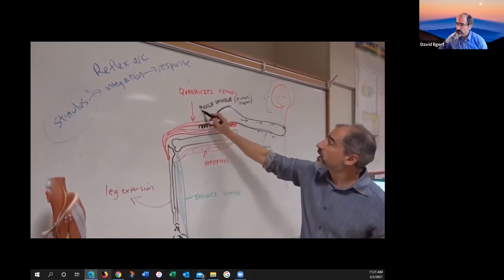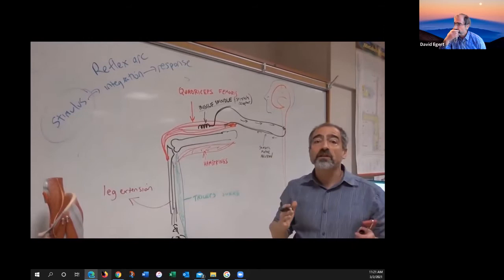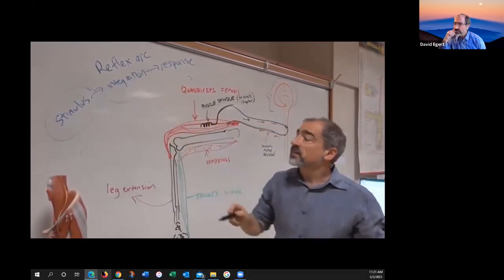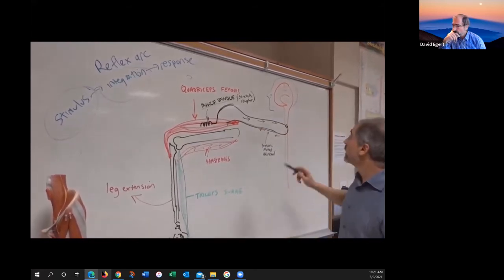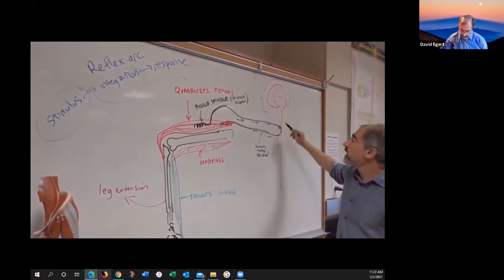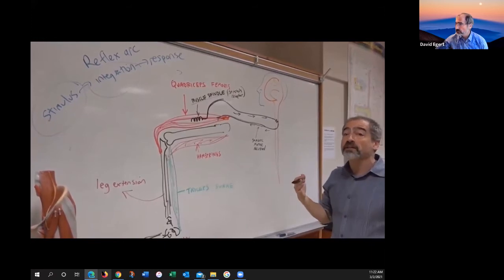And that's detected by this little receptor called the muscle spindle. It basically detects if the muscle is stretching. The integration is going to be happening in the spinal cord for these stretch reflexes. So doesn't that involve the brain? All of the integration is happening in the CNS, but in the spinal cord. So this is what we'd call a spinal reflex.